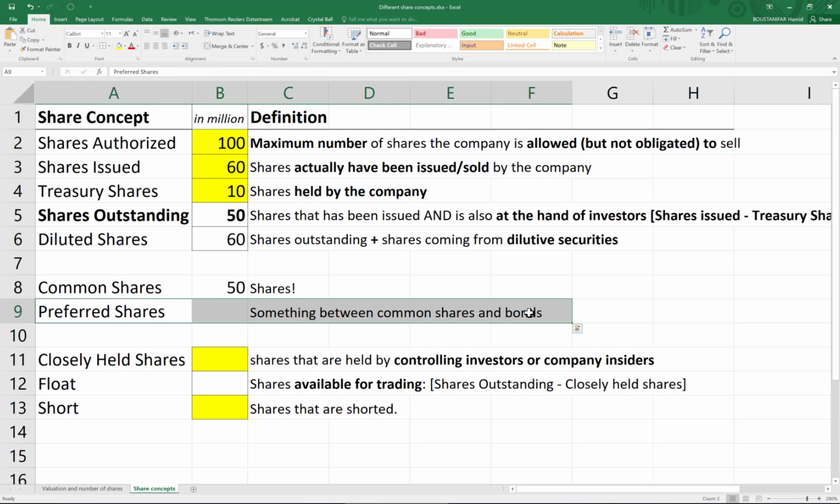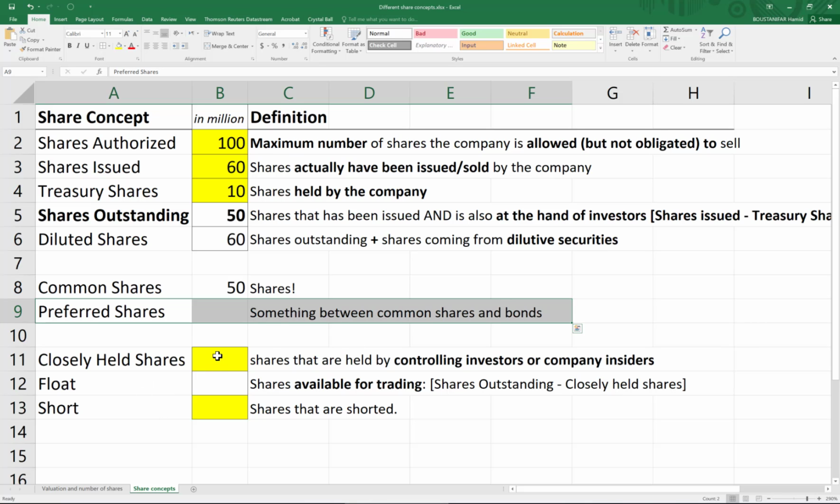But the preferred shares are specific types of shares, and obviously they are preferred, as the name says. The preferred shares have some characteristics that look like shares and some that look like bonds. For example, they look like shares because they represent ownership in the company, but they look like bonds because they come with fixed dividend payments. Okay, and in case of bankruptcy, these are preferred to common shareholders. So in case of bankruptcy or liquidation, the company first has to pay all the preferred shareholders, and then if something is left, it would go to common shareholders. Okay, so there are also concepts of shares authorized and issued for preferred shares that we will see afterwards in the case of Tesla.